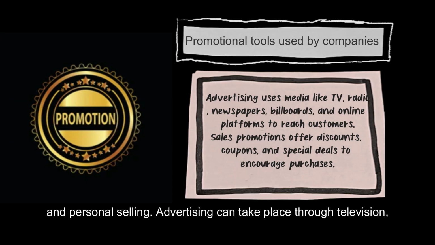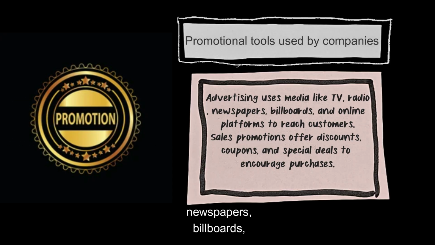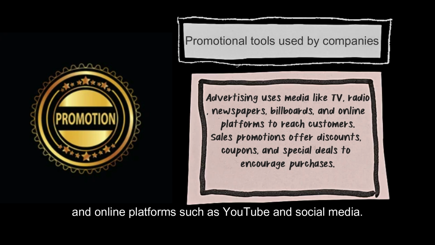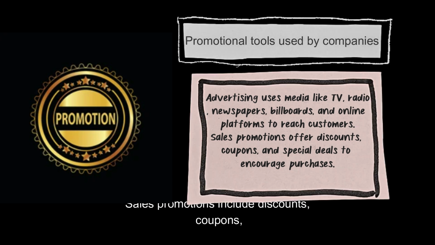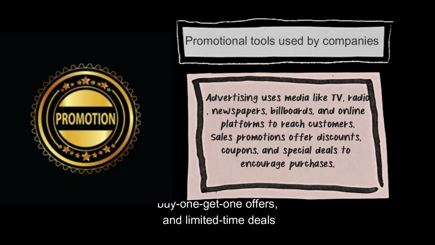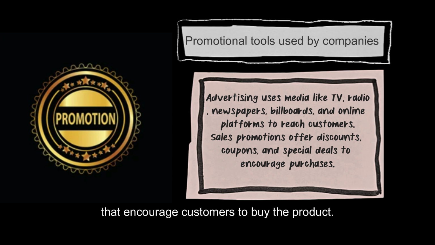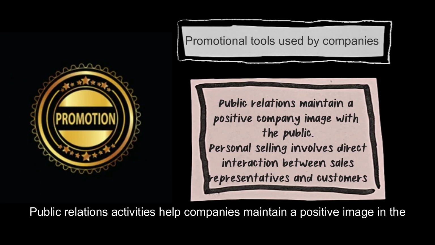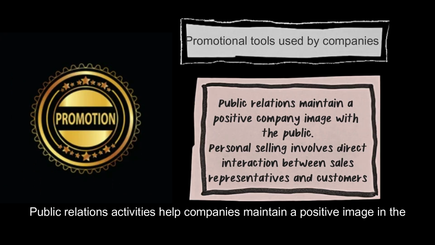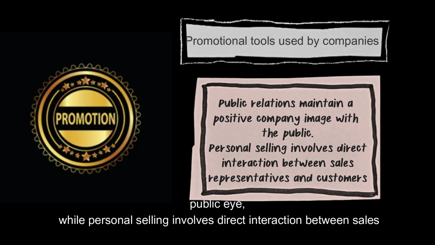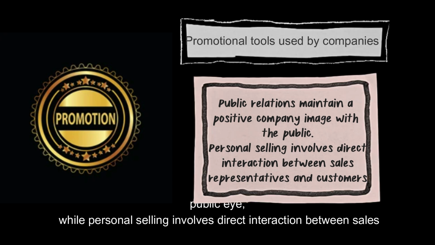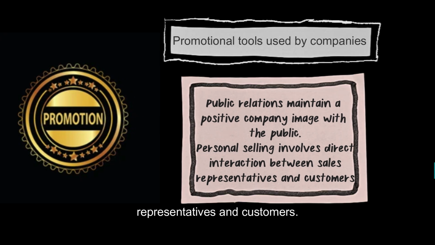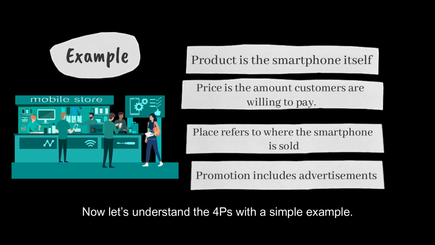Advertising can take place through television, radio, newspapers, billboards, and online platforms such as YouTube and social media. Sales promotions include discounts, coupons, buy one, get one offers, and limited time deals that encourage customers to buy the product. Public relations activities help companies maintain a positive image in the public eye, while personal selling involves direct interaction between sales representatives and customers. Now let's understand the 4Ps with a simple example.